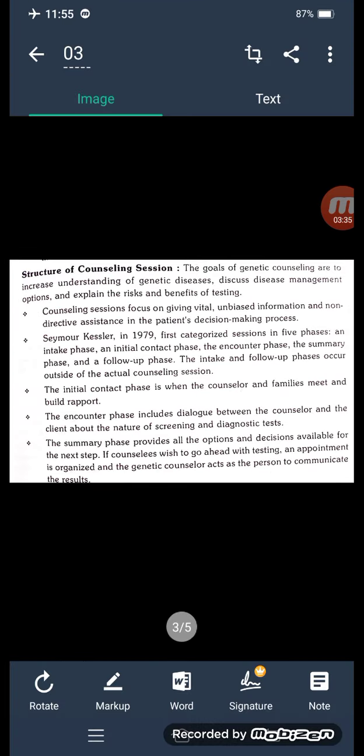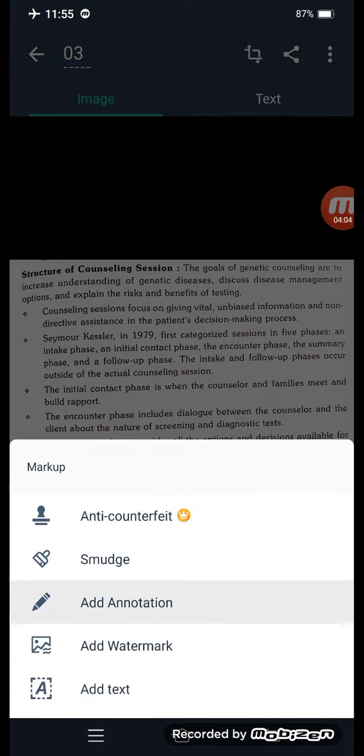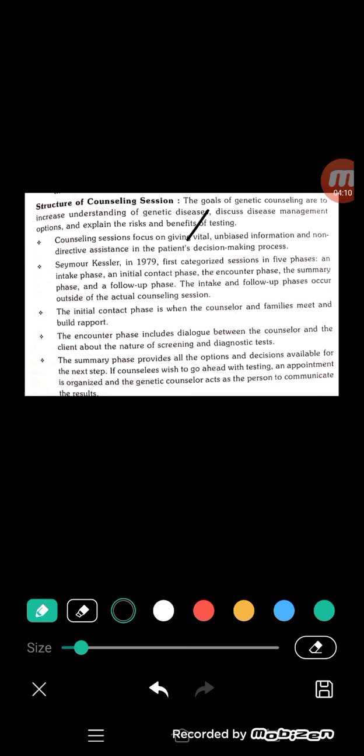And next, the structure of counseling sessions. What is the structure of the counseling? The goals of genetic counseling are to increase the understanding of genetic diseases: what the genetic diseases and disorders are, what the diagnostic tests are, and how to prevent them. First of all, understand and discuss disease management options, and explain the risks and benefits of testing. In a counseling session, the focus is on giving vital and unbiased information and non-directive assistance to the patient, and discussing the decision-making process.